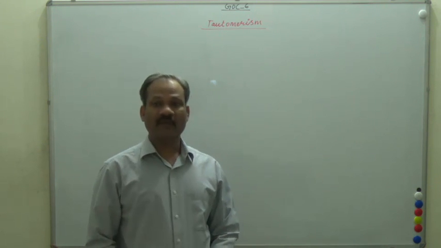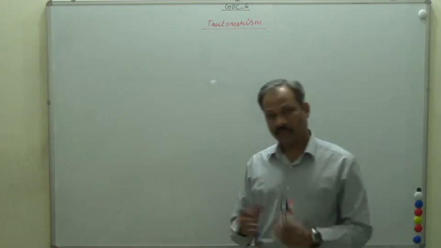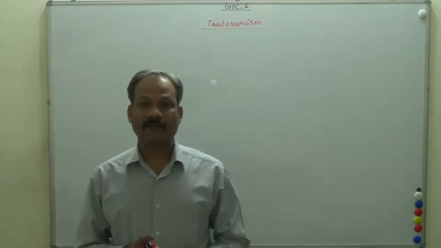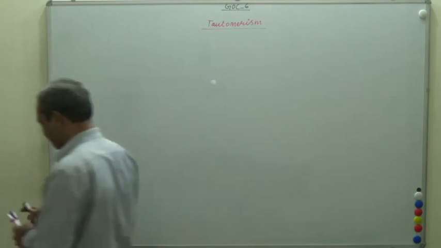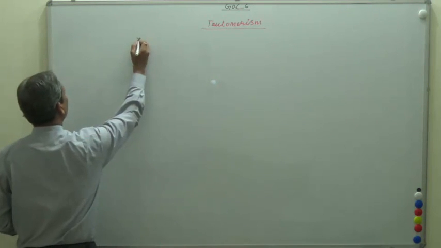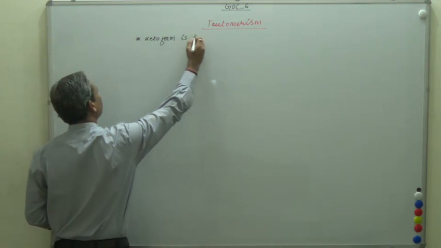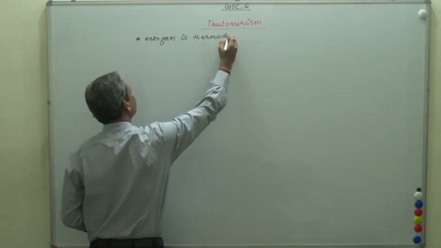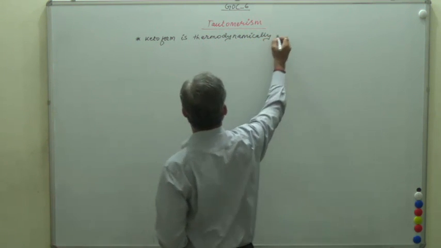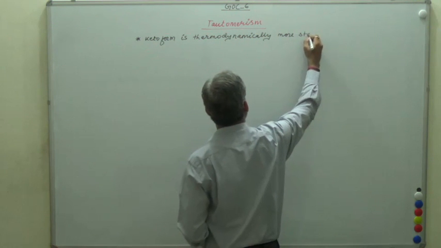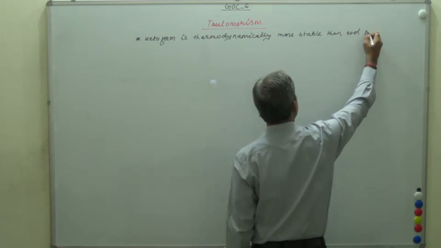So it is very difficult to find out the structure of the dominating form, whether the ketonic form will dominate or enolic form will dominate. But in general, it is observed that keto form is thermodynamically more stable than enol form.